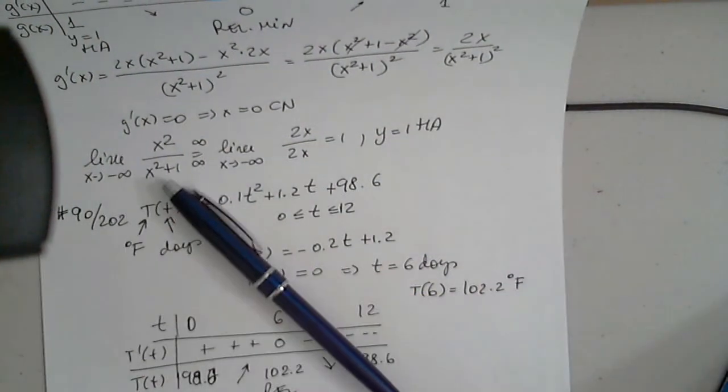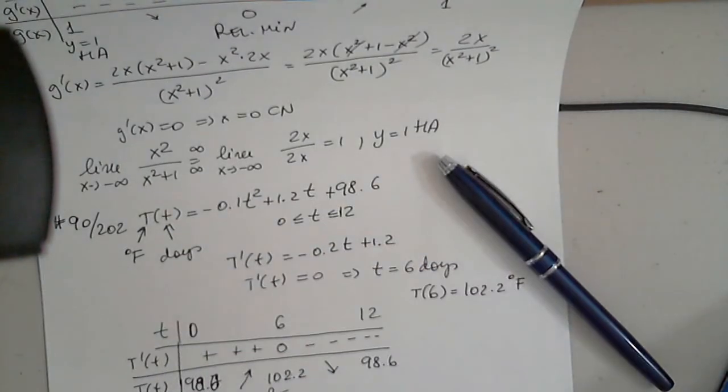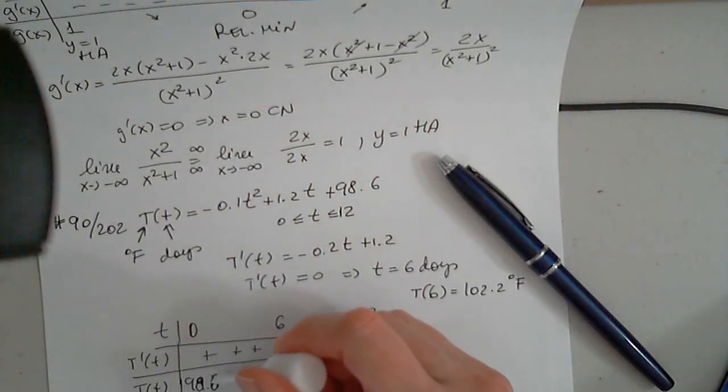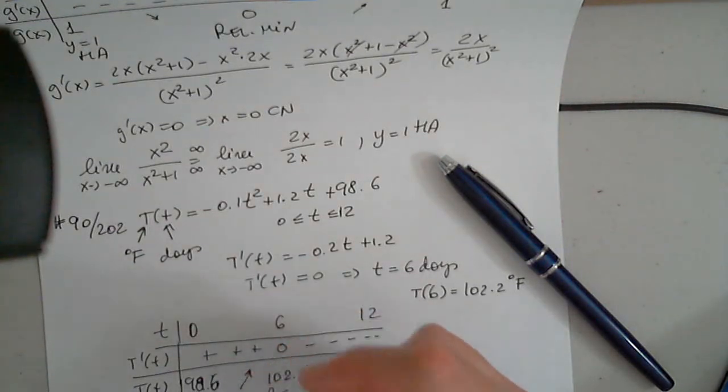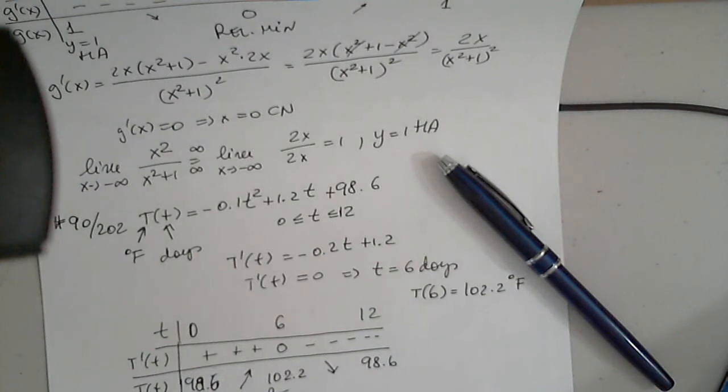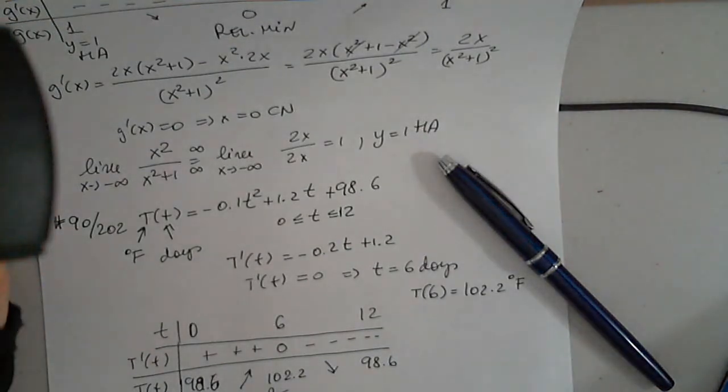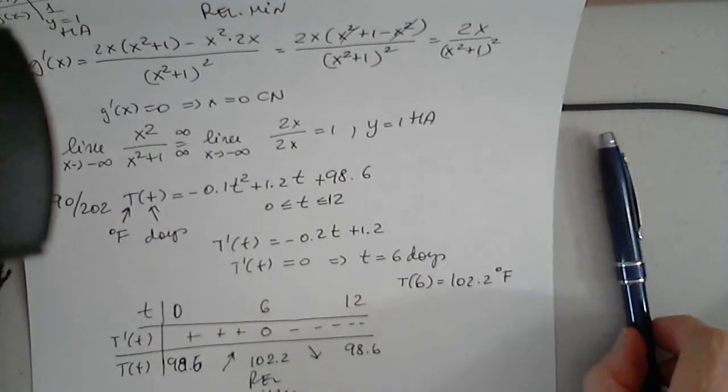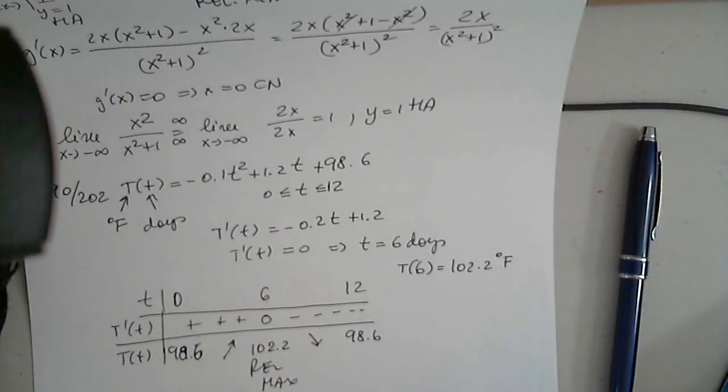So it has to look like this, from positive to negative, or just plug in a number. When you plug in 0, you get a positive number for the derivative. And when you plug in any number beyond 6, you will get a negative. So this is typical for a relative maximum.